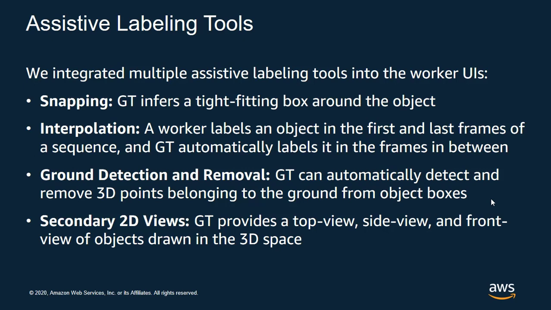The second feature is related to scenarios where you have multi-frame sequences and you're tracking an object as it moves through that multi-frame sequence. What interpolation allows you to do is essentially define the start point and the end point. So you'll draw a box in the first frame, and then you'll draw a box in the last frame, and basically Ground Truth will then infer the boxes in the frames in between. And basically it's using an interpolation algorithm to infer those boxes between the start and end point.